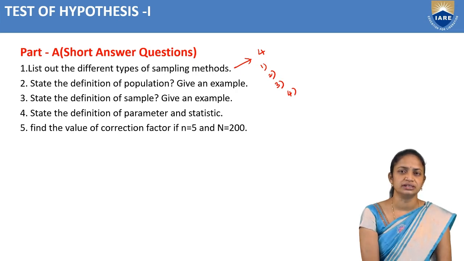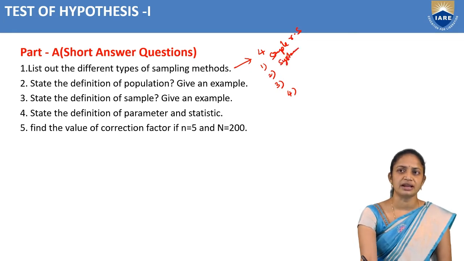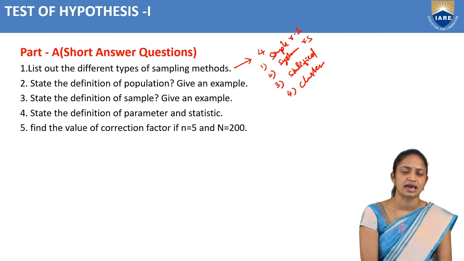So the first one is simple random sampling, second is systematic random sampling, third is stratified random sampling, and fourth is clustered random sampling. So we have 4 methods in sampling methods.